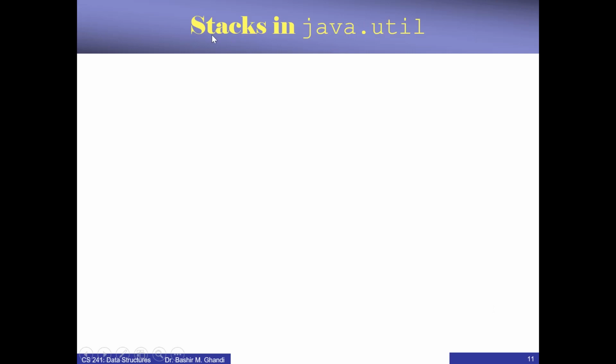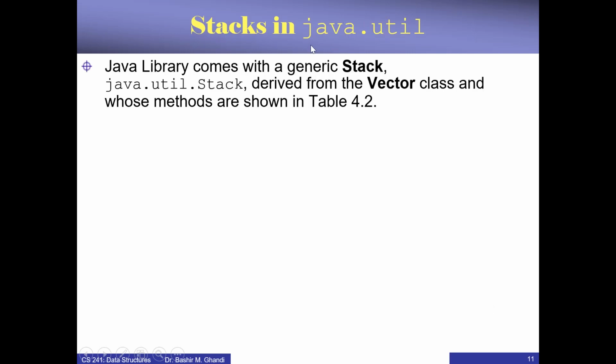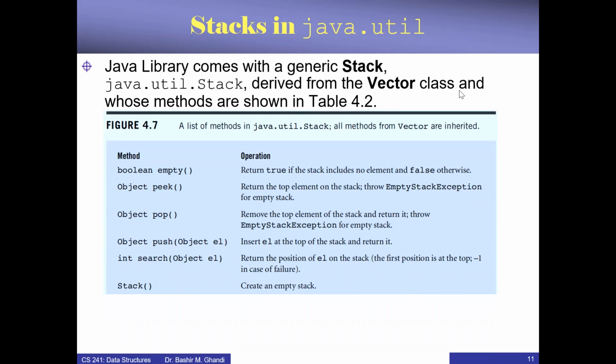The Java library actually comes with a stack. You can find it inside the java.util package, and these are some of the methods of the stack in the Java library. It has push and pop as usual. It also has a method called peek. Peek is equivalent to top element, because it's going to just check which element is at the top and return it, without removing it. You can see the return type is Object. It has empty, it has search, and then this is the constructor.